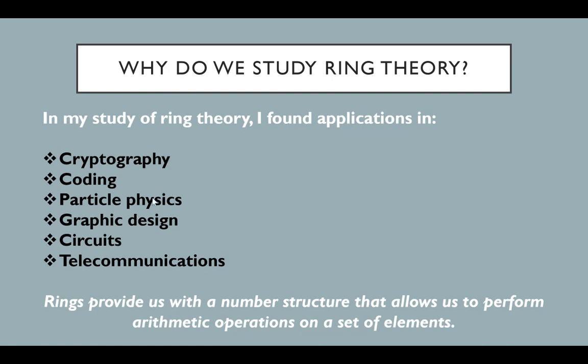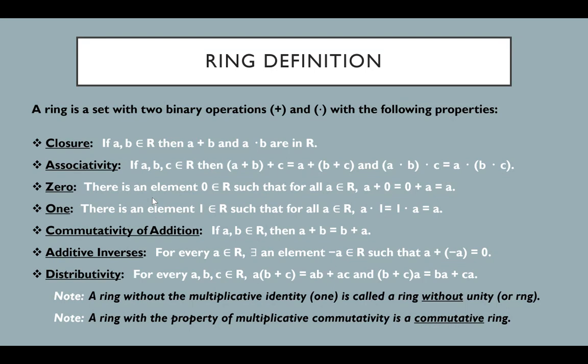So let's start with a definition of a ring. A ring is simply a set. And this set has two binary operations, addition and multiplication, which obey the following properties. We have closure of addition and multiplication, associativity of addition and multiplication, the idea of an identity element, 0, and a multiplicative identity, 1.